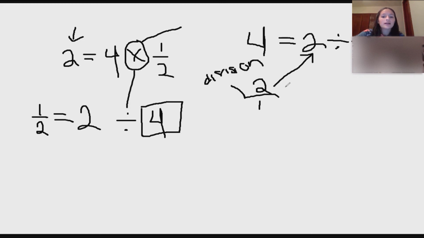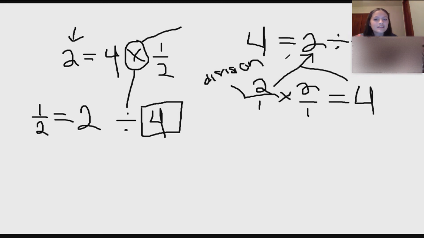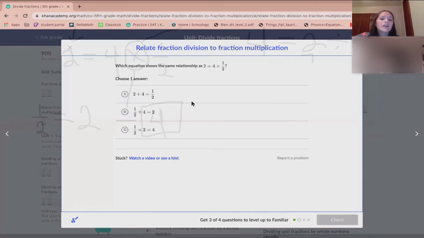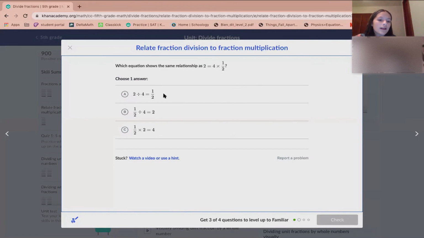Now we're going to flip this 2 over 1 since we're multiplying. And what does this give you? 4. Is this answer the same as this one? Yes. Good job. So now we check that that one was right. Now we can go to our answer choices. Was one of our answers 1/2 equals 2 divided by 4? Yes. So this is one answer. This is our answer. Okay, good job.